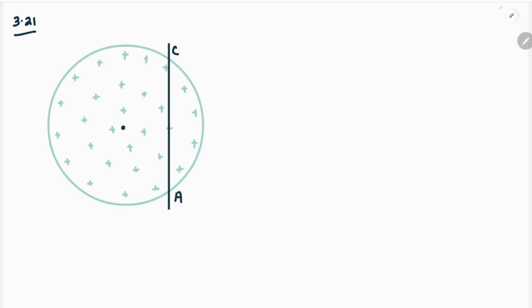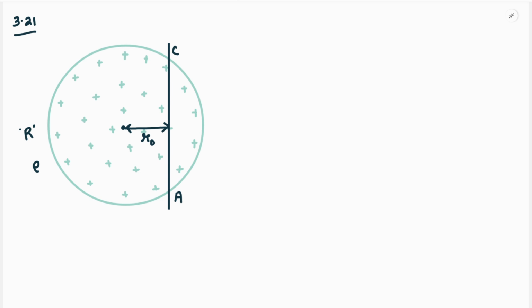Let us understand this from a diagrammatic point of view. Over here we have a sphere of radius r, and it has a volume charge density rho. The flux is asked due to the electric field, and the section is the plane at a distance r0. The plane is AC, through which the flux is to be calculated. This is what the problem is asking us to do.